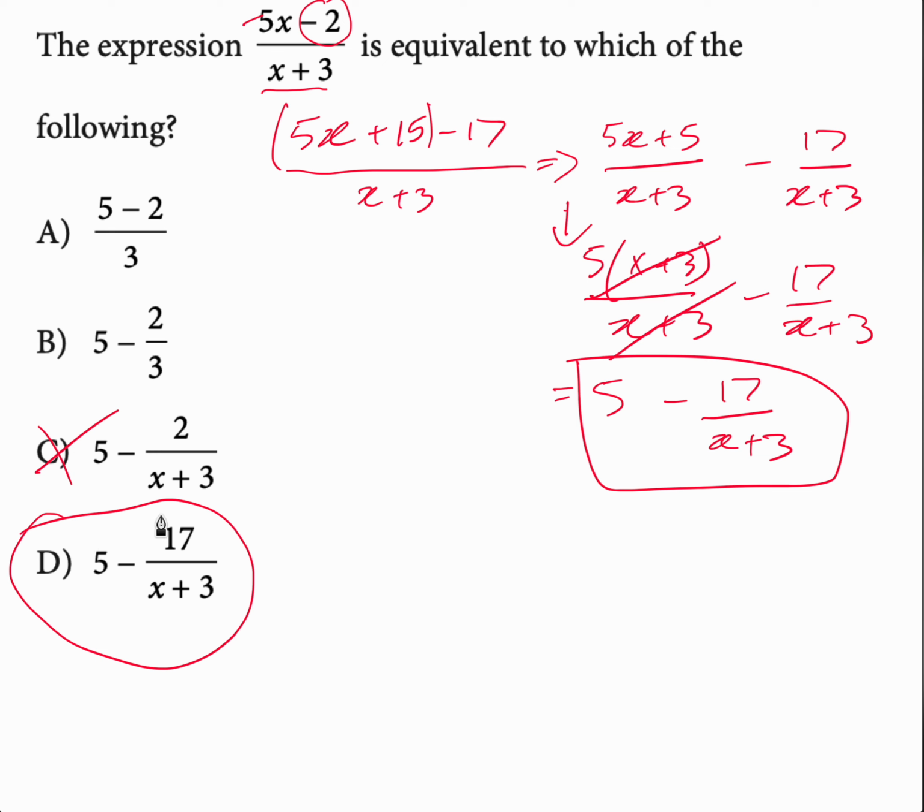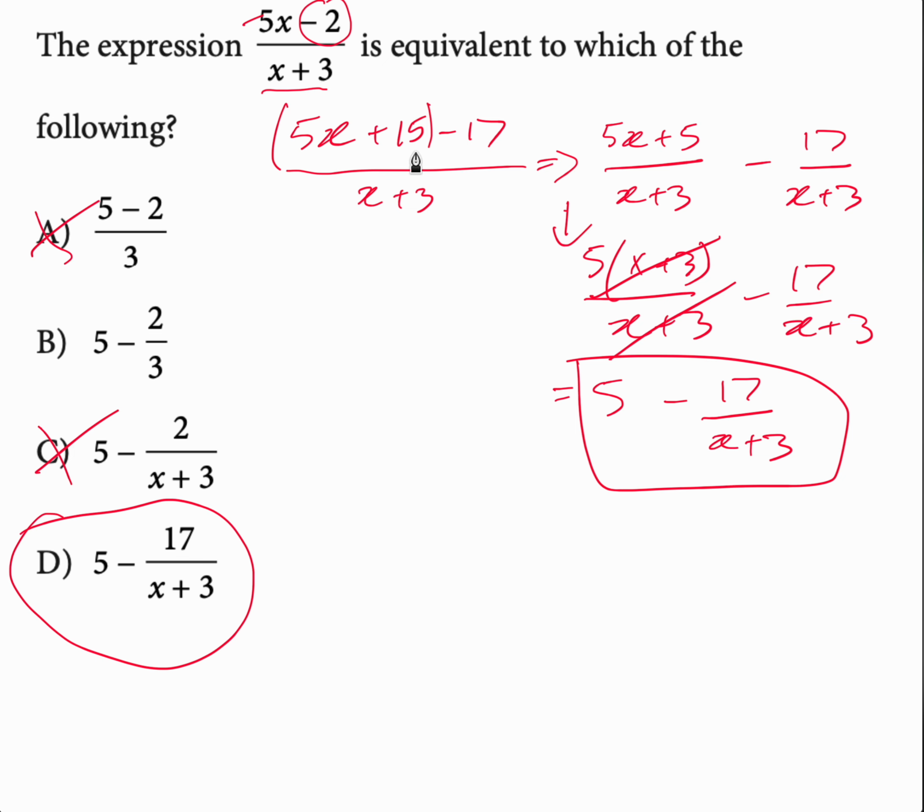So let's pick a value. Let's say x is 1, okay? So x is 1, so I have 5 times 1, which is 5, minus 2 over 1 plus 3, which is 4. So 5 minus 2 over 4. I say 5 minus 2 over 3. Right off the bat, I eliminate that. That doesn't work, right?